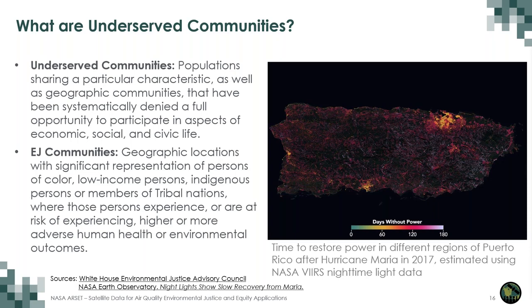A related concept, environmental justice, or EJ, communities, refers to geographic locations with a significant representation of persons of color, low-income persons, Indigenous persons or members of tribal nations, and other groups who experience or are at risk of experiencing more adverse human health and environmental outcomes. So while an underserved community is a bit more of a general definition, EJ communities are specifically geographic areas where these underserved communities might be found and are particularly at risk for negative environmental and health outcomes.